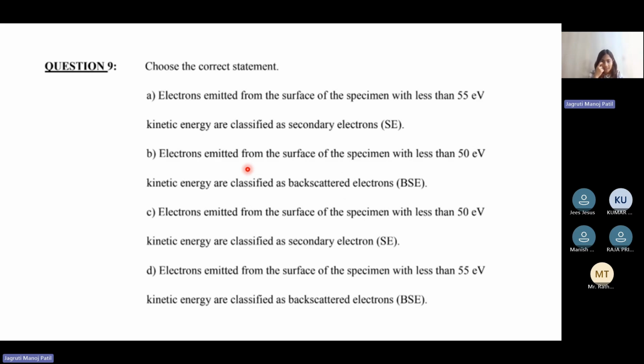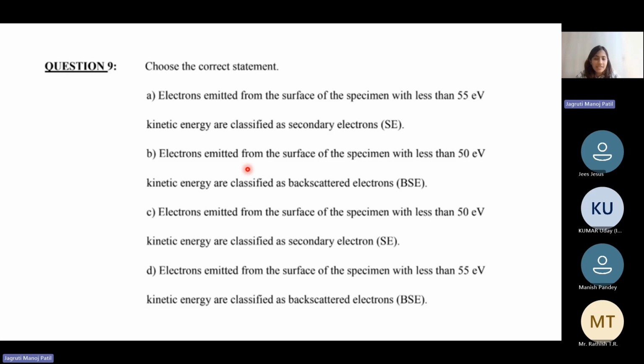Choose the correct statement. This is for the secondary electrons and the backscattered electrons. What happens if they are emitted from the surface with energy lesser than this value? Are they classified as secondary or backscattered, or lesser than 50? Emitted from the surface.